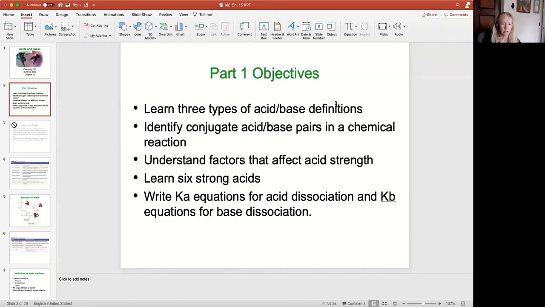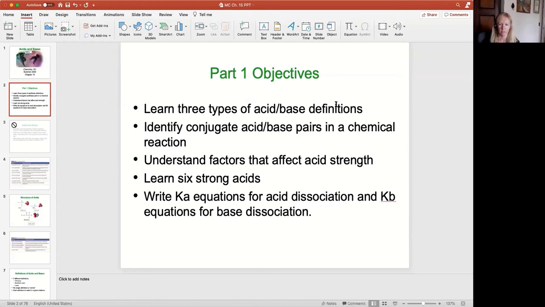Okay, so here are our objectives today. We're going to learn the three types of acid-base definitions. So there's three ways that we can define an acid-base. We're going to learn to identify conjugate acid-base pairs in a chemical reaction. And this is going to be really important as we move into the next chapter as well, as being able to understand the conjugate acid-base pairs in a chemical system.